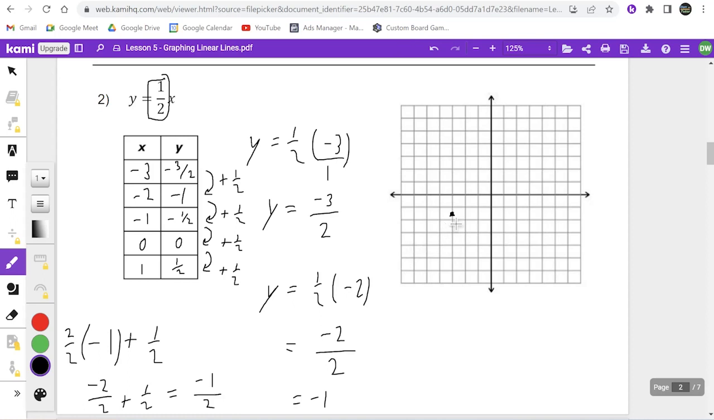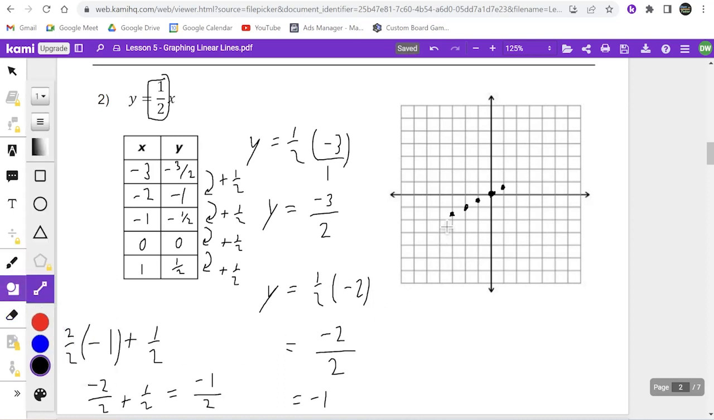The next point is -2, -1. That's 2 to the left, 1 down. Right there. Next is -1, -1/2, so 1 to the left, down 1/2. So far it's looking like a straight line, that's good. The next point is 0, 0, right at the origin. And then the last point is +1, +1/2. And again, it looks like a straight line, and if I wanted to keep going, I could.